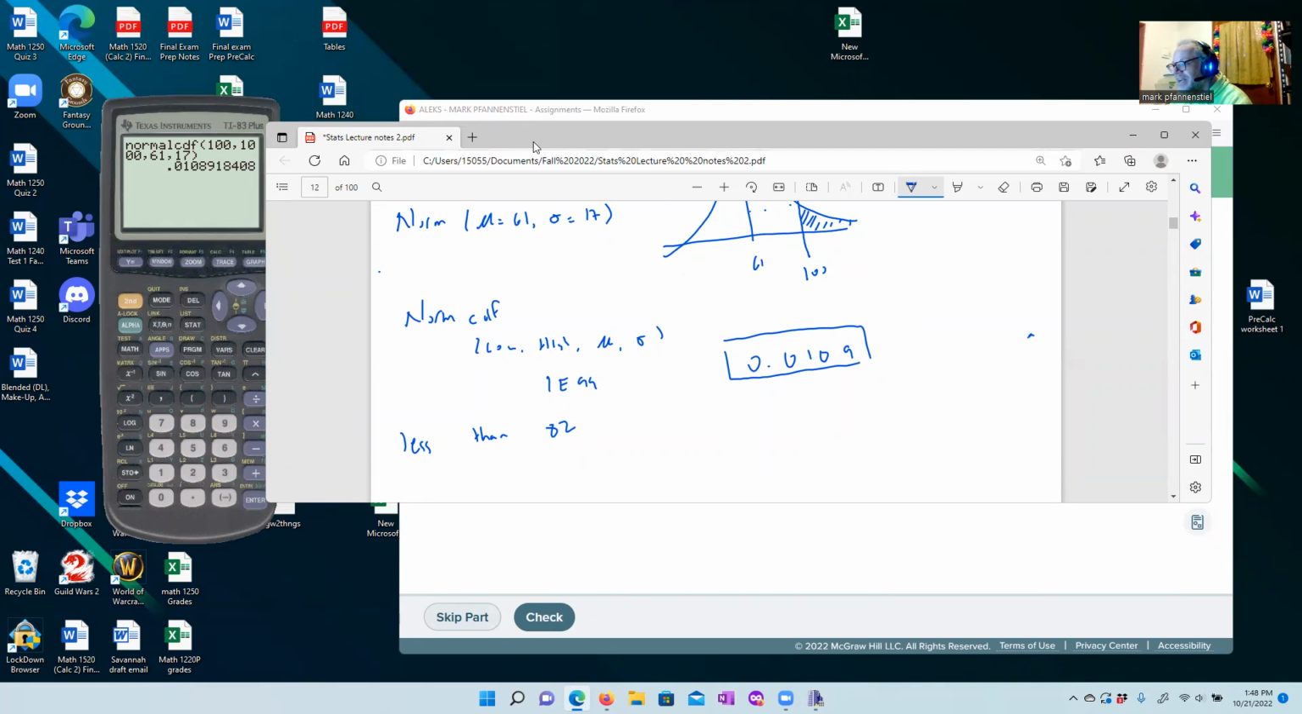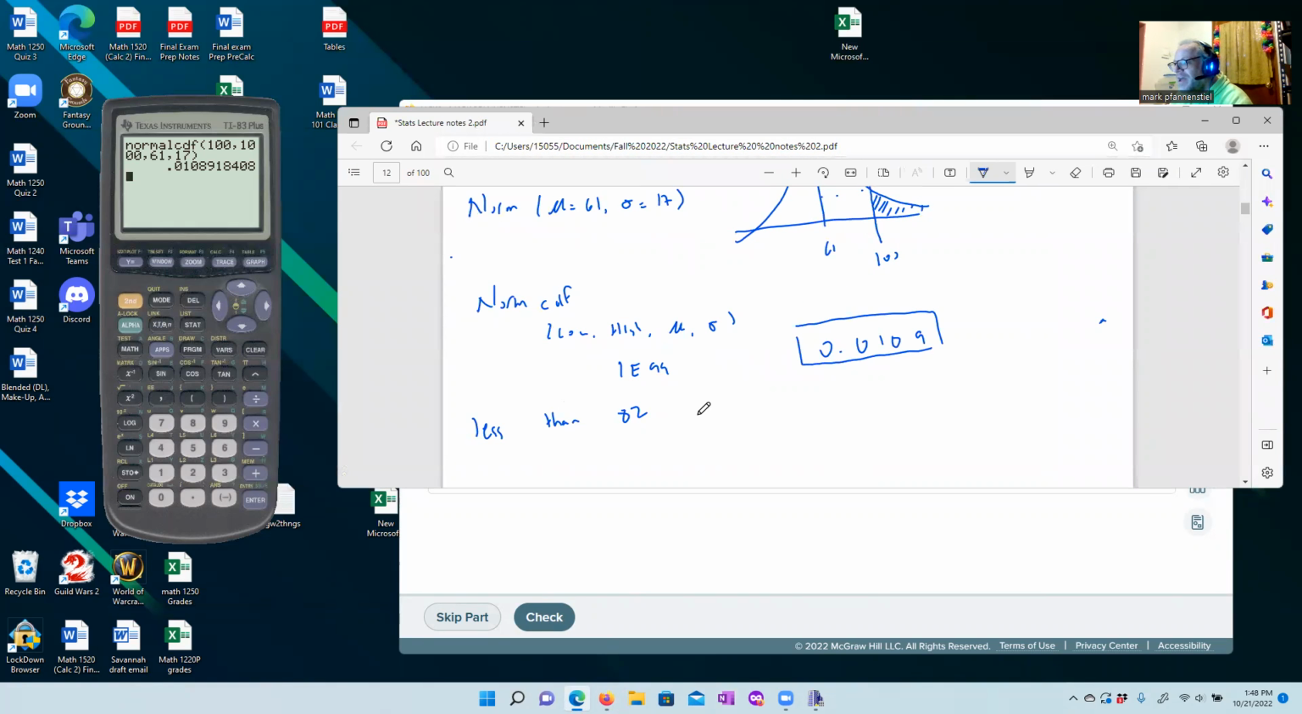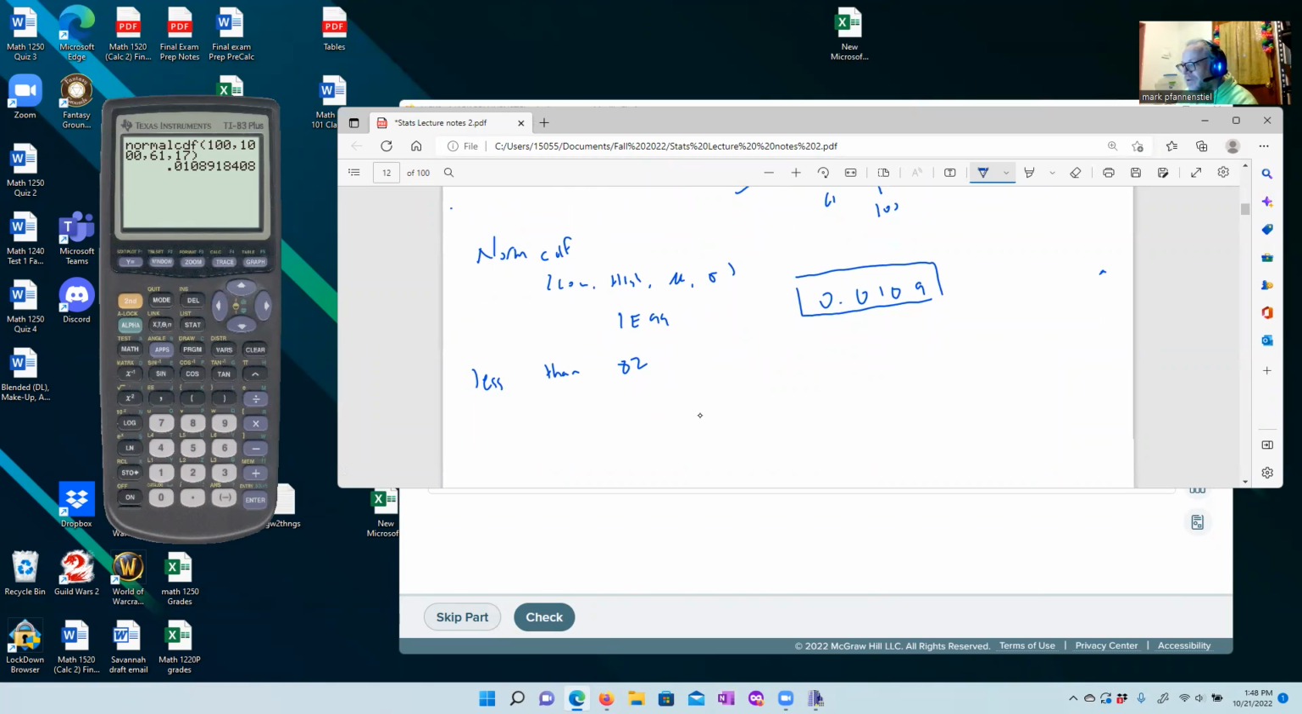Part of this is a number sense kind of thing, and that's the important thing you can learn here. But they want less than 82. So again, our mean here is 61.